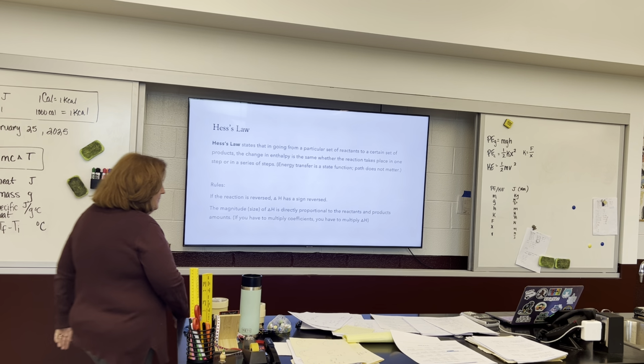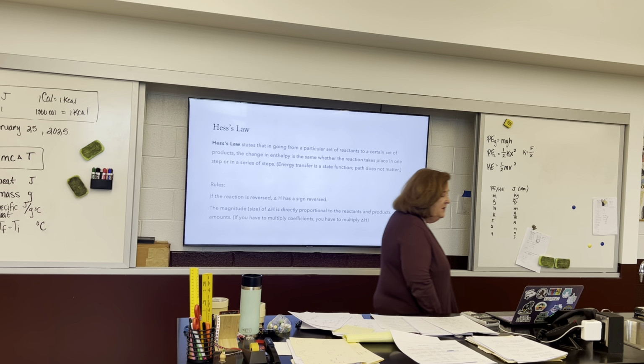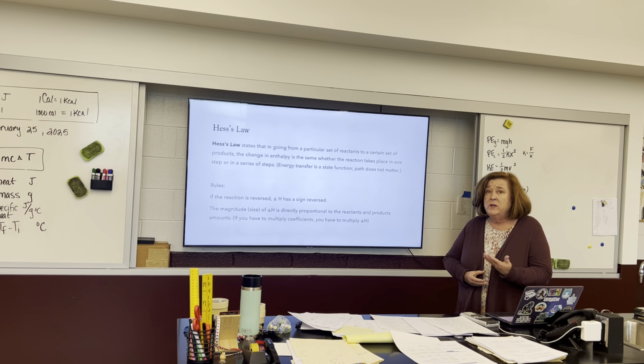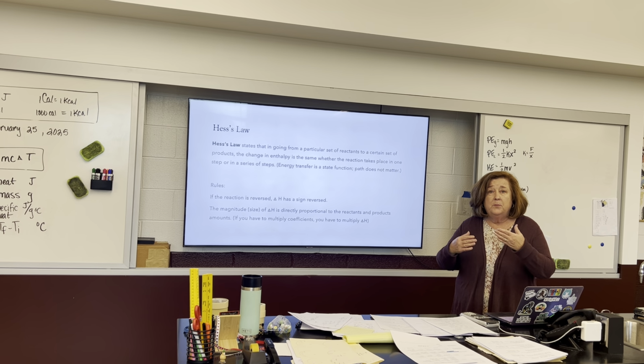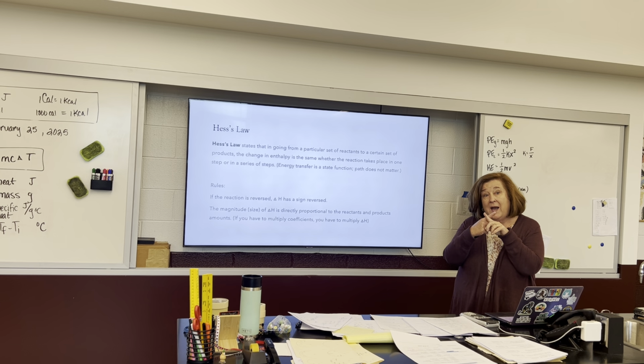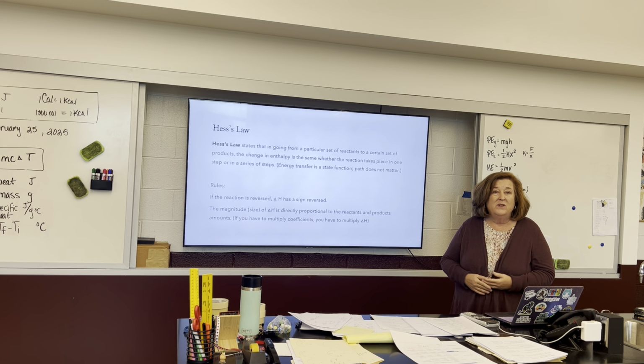So, Hess's law. This is weird. It's mathy, but it's weird. And the reason it's weird is because it's like putting together a puzzle and simultaneously solving in math class. You remember when, I think it was algebra, you would have two equations and you could substitute, or you could graph, and where they intersected was the answer, or you did simultaneous solving.